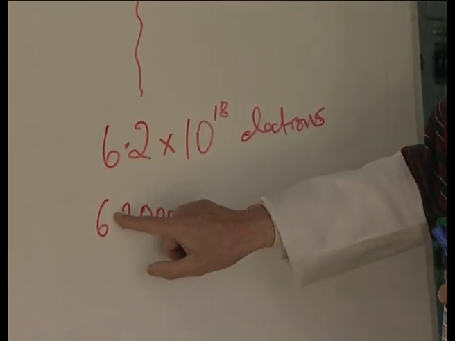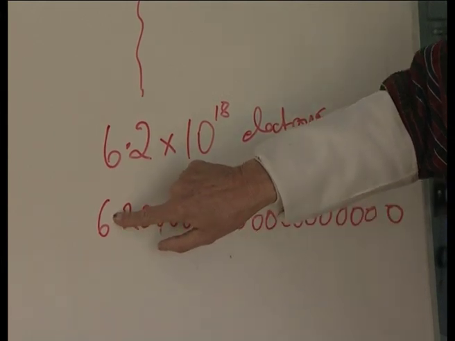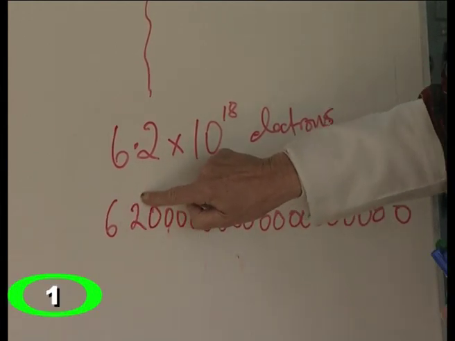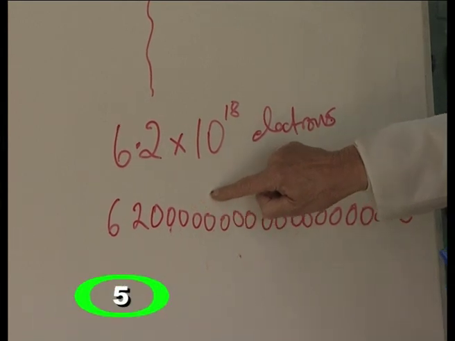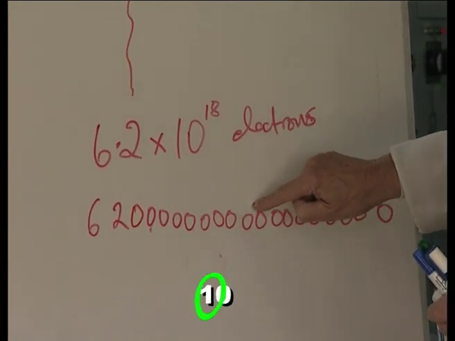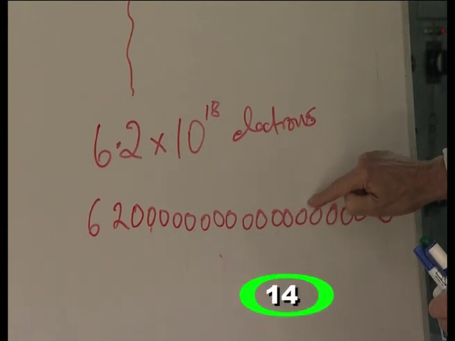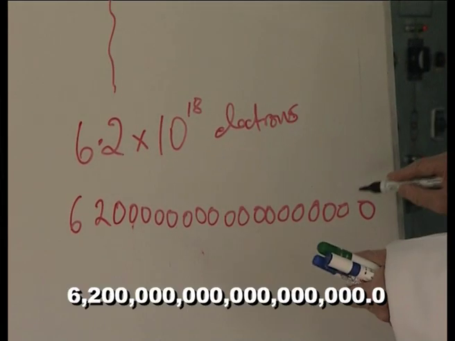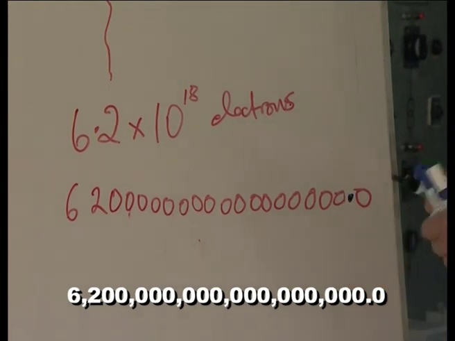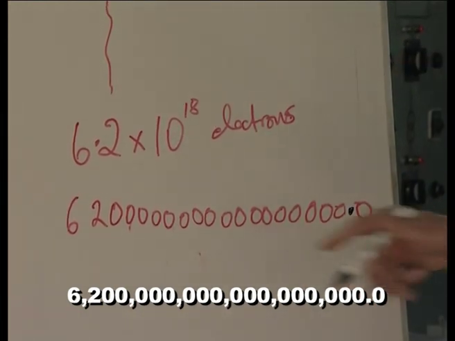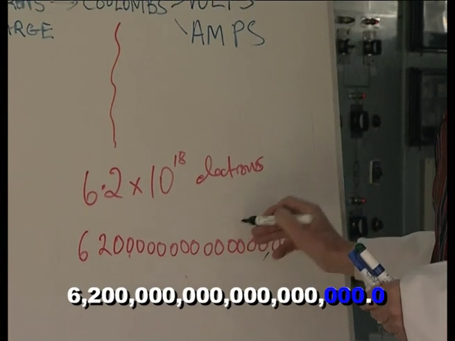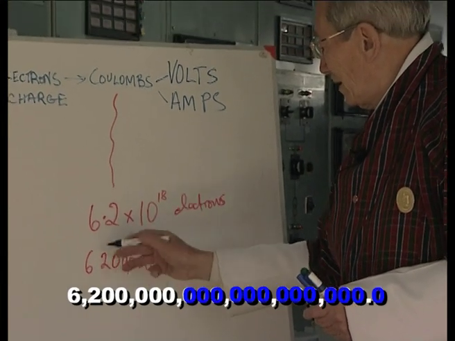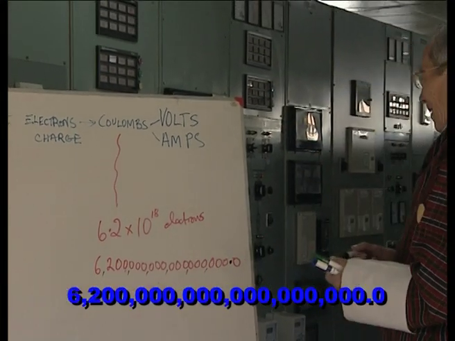6.2 times 10 to the 18, that's a big number, and I've managed to now write it down. 6.2. Now, if it's times 10 to the 18, I take the decimal point and I move it to the right 18 times. So 1, 2, 3, 4, 5, 6, 7, 8, 9, 10, 11, 12, 13, 14, 15, 16, 17, 18. And the decimal point ends up there. Let's try saying it. Let's divide it into millions. 1, 2, 3 million. 1, 2, 3 million. Well, wow.